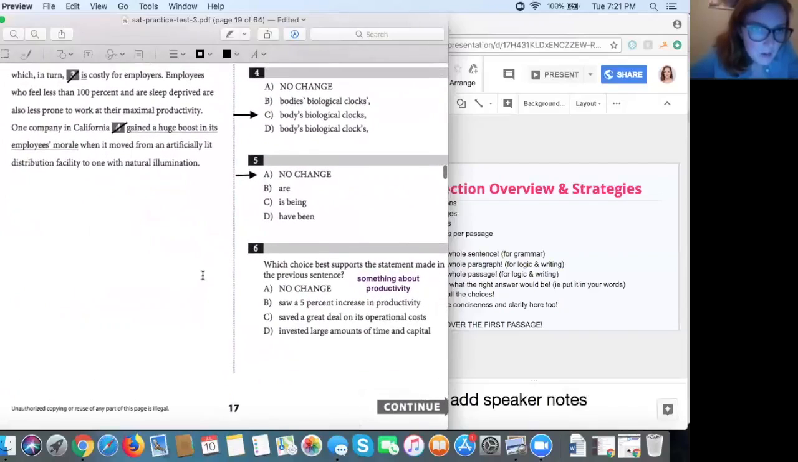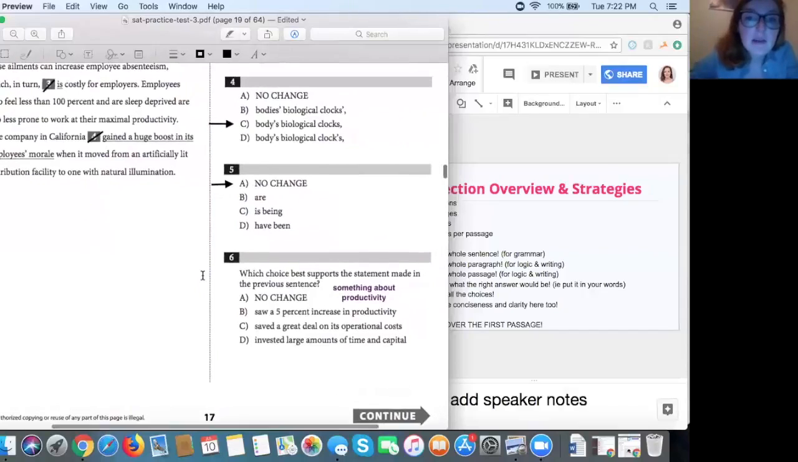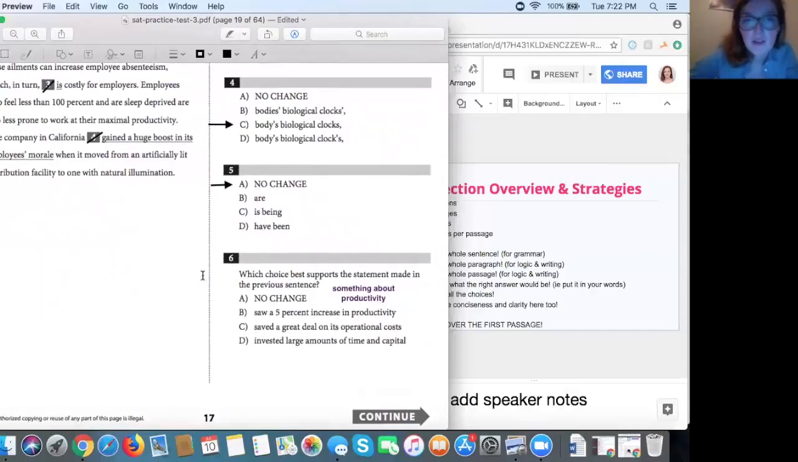Great, let's see the next one. "Employees who feel less than 100% and are sleep deprived are also less prone to work at their maximal productivity." Need more coffee. "One company in California gained a huge boost in its employees' morale when it moved from an artificially lit distribution facility to one with natural illumination." Which choice best supports the statement made in the previous sentence?